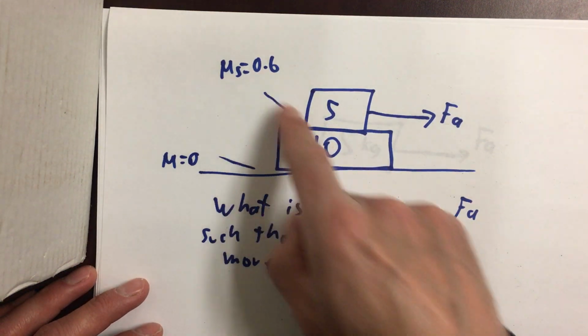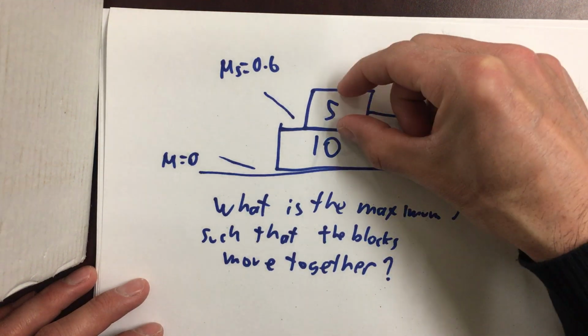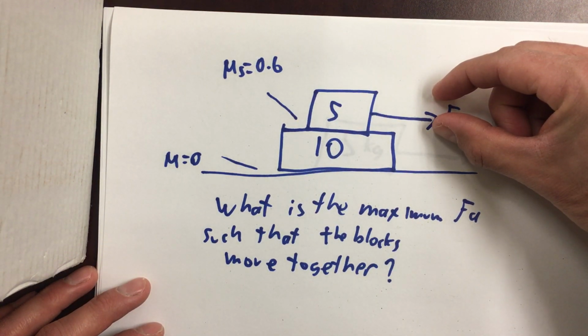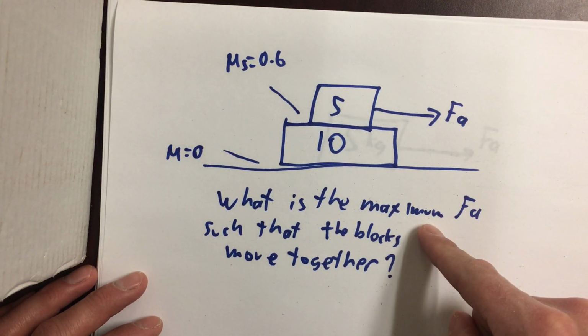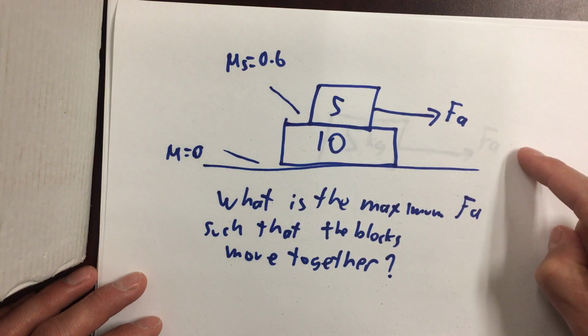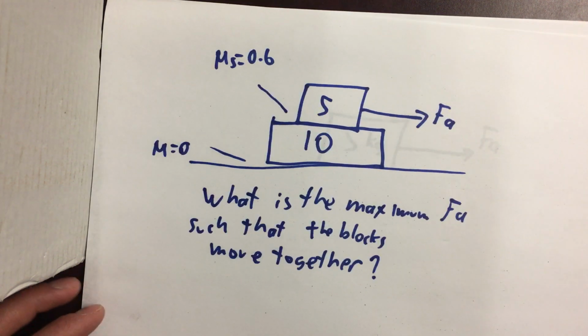This is going to depend on how strong the friction is here. If there's not enough friction and we pull too hard, that 5 kilogram block will slide off of the 10 kilogram block. What is the maximum force I can apply to the 5 kilogram block such that they slide together? After this, we'll switch it up and I'll put the force on the 10 kilogram block.